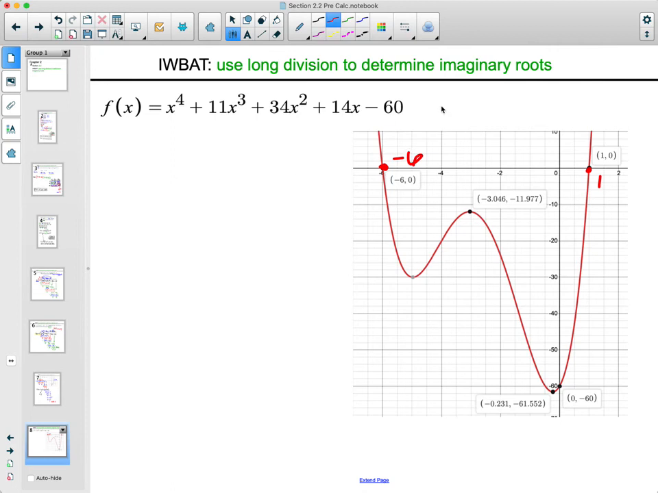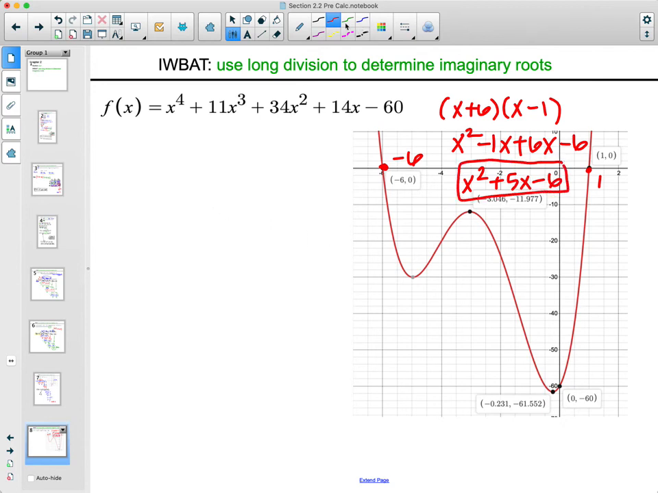Now, you can do it how you want, but one thing I would maybe do is write those two factors out and multiply them together so that you only have to do long division once. Just divide by both factors at the same time. So multiply this out and you get x squared minus 1x plus 6x minus 6. So you get x squared plus 5x minus 6. I'm just going to divide that into this polynomial so that I only have to do it once. So I'm going to put that on the outside, and then this whole polynomial on the inside.